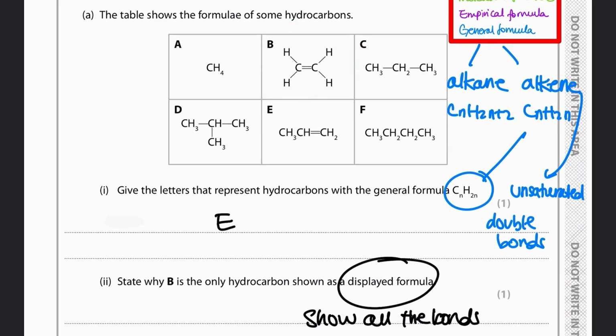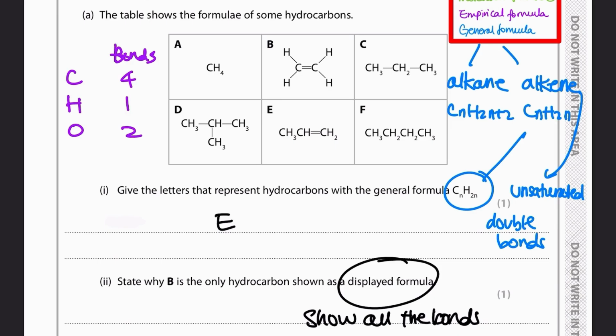And by the way, so you guys have a bit more knowledge about looking at displayed formulas, carbon always has 4 bonds. Number of bonds. Carbon always has 4 bonds. Hydrogen always has 1 bond. Oxygen always has 2 bonds. And that's really all you have to know, because these are the main ones that are in organic molecules.